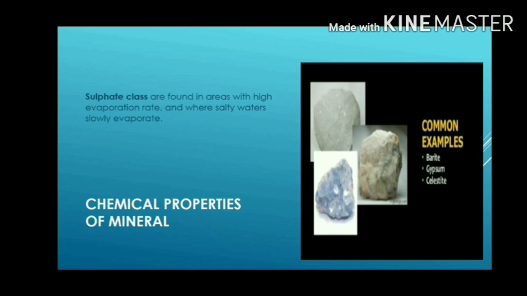We have the sulfate class. Sulfate minerals are found in areas with a high evaporation rate and where salty waters slowly evaporate. In addition, the sulfates are an important mineral class and include some very interesting and attractive specimens. Although many minerals belong to this class, only barite, gypsum, and anhydrite can be considered common. Some sulfate minerals are soluble and several are fluorescent.